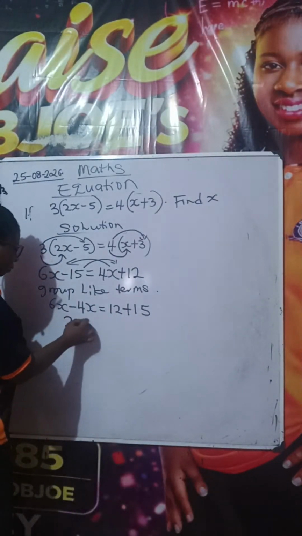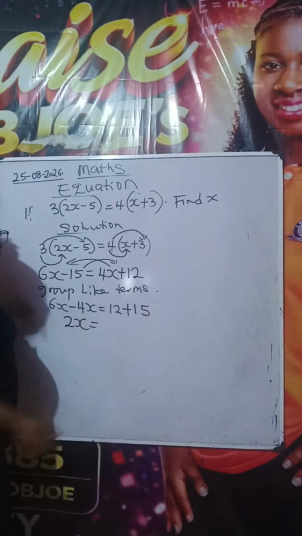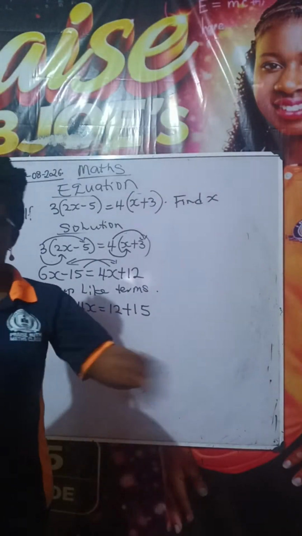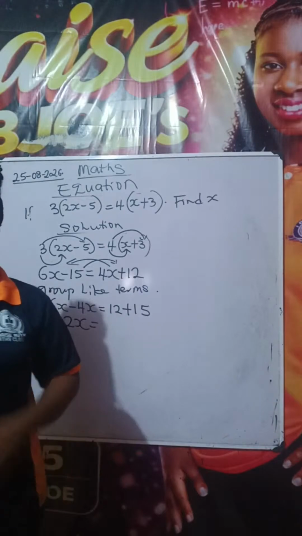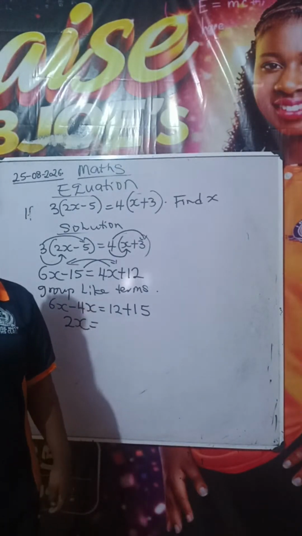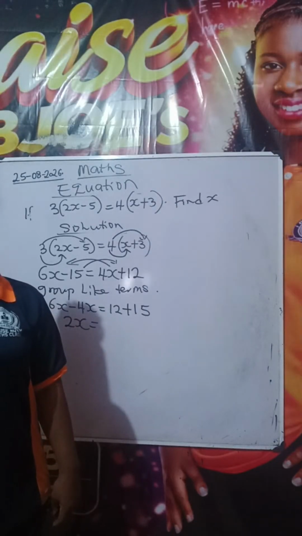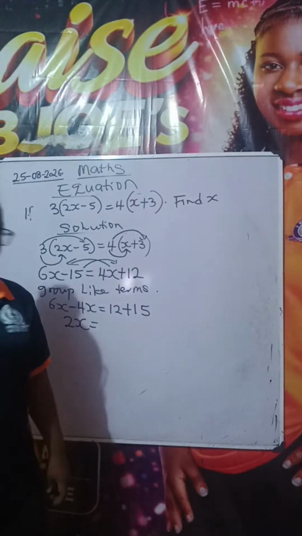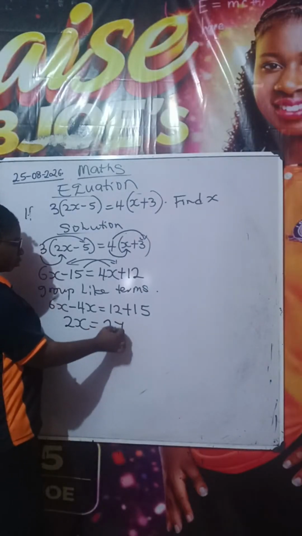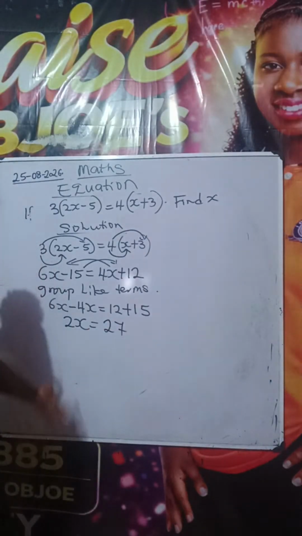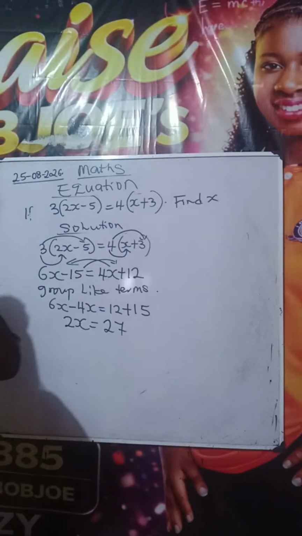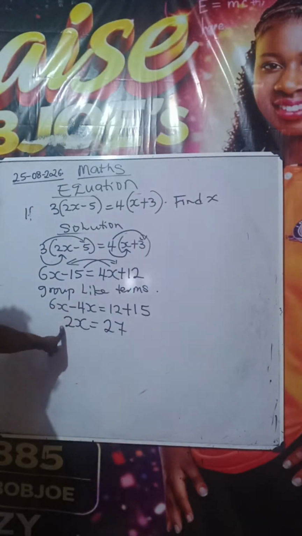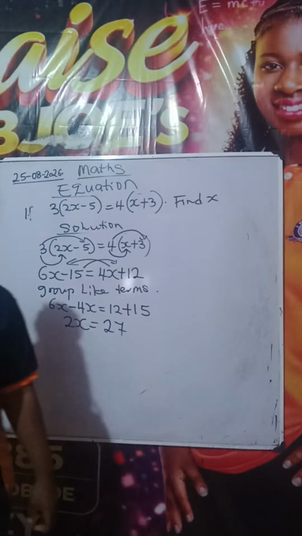So 2x equals to 12 plus 15. You have 12, add 15 to it. So what do we have all together? So that will give us 27. Good job. Now, at this point, what do we do next? Look at what we have. So what do you think we are going to do next? So that we can remove this 2, let's get x. What next?